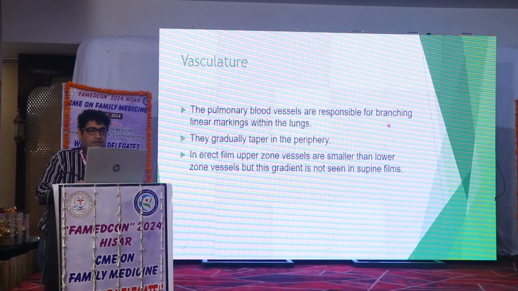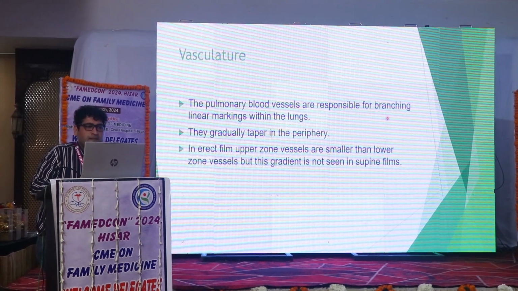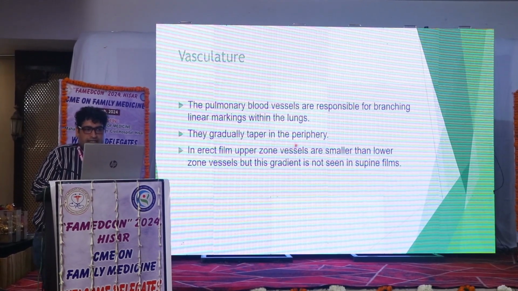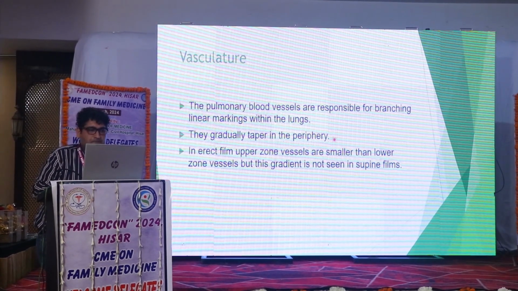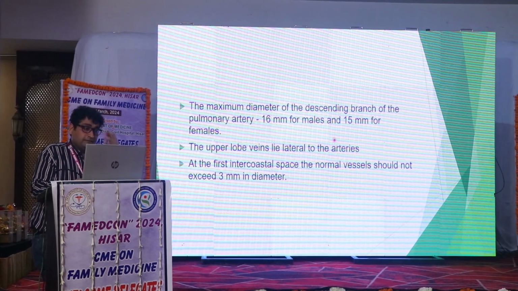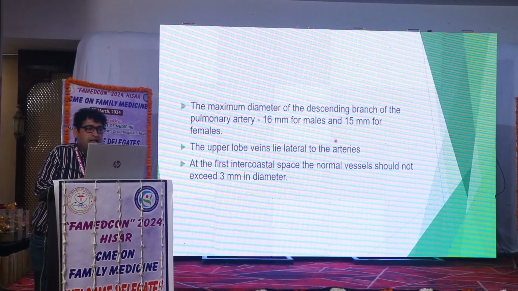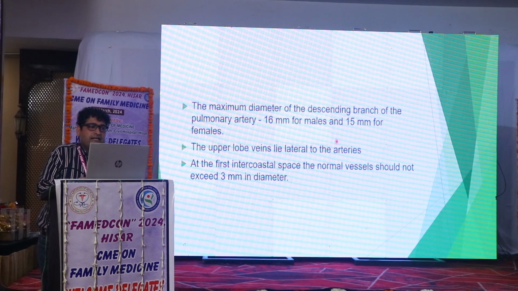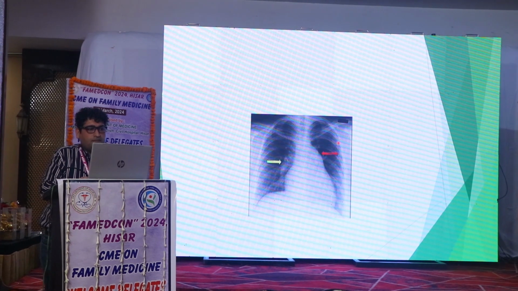Now coming to vasculature, pulmonary blood vessels are responsible for branching linear marking within the lungs. They usually gradually taper in the periphery. In erect film, upper zone vessels are smaller than the lower zone vessels, but this gradient is not seen in supine film. So what is the criteria? Maximum diameter of the descending branch of the pulmonary artery is approximately 16 mm in male and 15 mm in females. Upper lobe veins lie anterior to the artery, and at the first intercostal space, normal vessel should not exceed 3 mm in diameter.